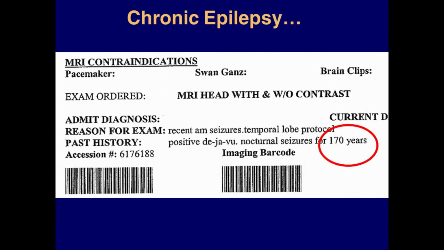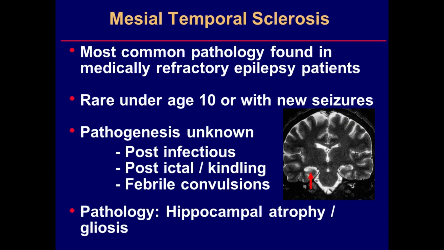What about chronic epilepsy in the adult? Here's a patient. Again, I collect funny requisitions. Here's somebody who had nocturnal seizures for 170 years before they sought attention. I don't know how your patients are in Bangladesh. Ours are pretty stoic, but as a rule of thumb, I think if something's been going on for, say, 100 years or so, it's probably time to come see the doctor. So this is chronic epilepsy, and we'd all agree on that.